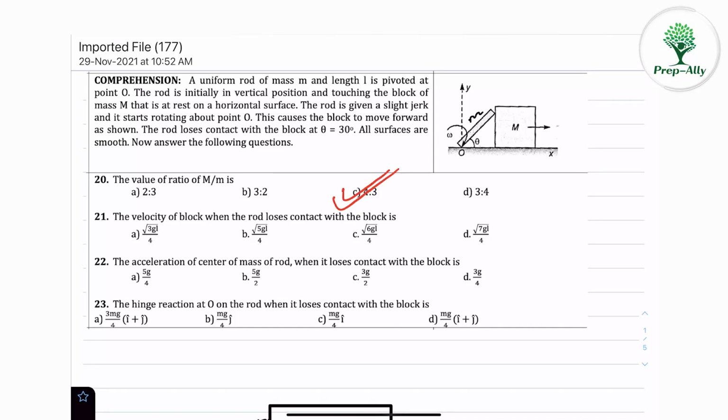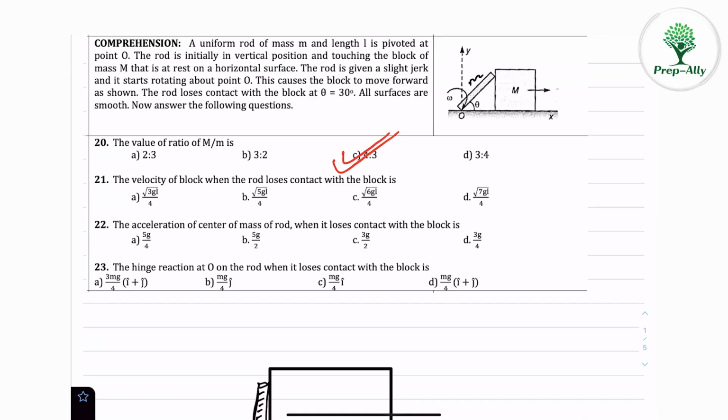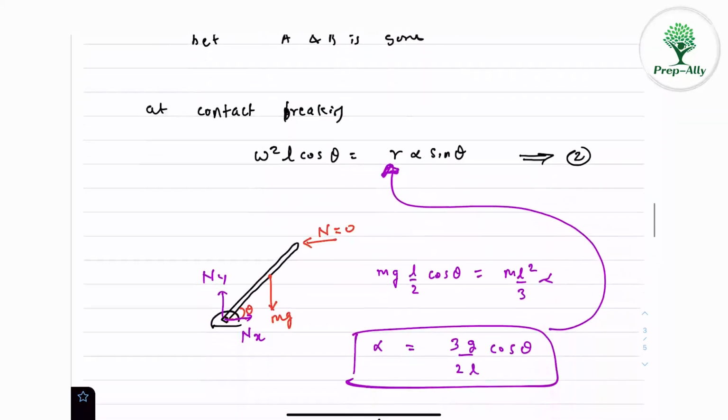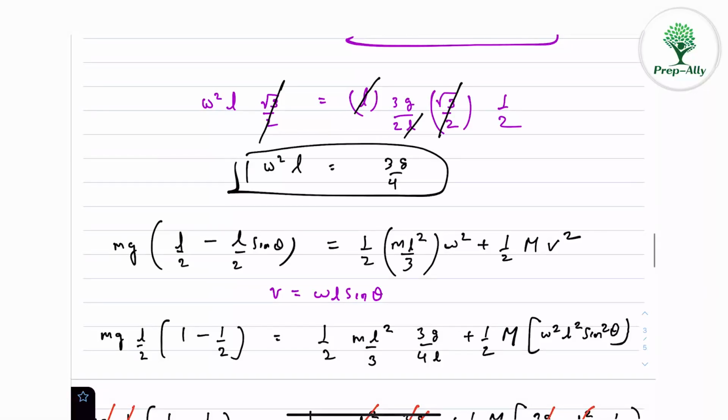Velocity of the block when the rod loses contact with the block, which means omega only we are talking about. Velocity of the block, okay, block velocity. So block velocity is omega L sin theta. So V of the block is equal to omega L sin theta at the time of contact breaking. How much is omega? I forgot. Omega square is 3g by 4l. So omega is root over 3g by 4l.